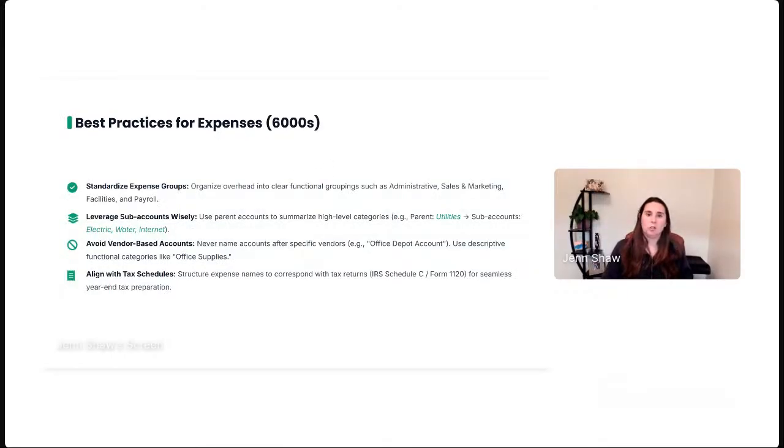And then you have your indirect area. This is going to be generalized for your business, the 6000s. And again, you want somewhat of a hierarchy, but not too much. We do have subcategories that you can create. So I like to see a lot of administration and then advertising, so sales and marketing. And then maybe you have a category like facilities, and that will incorporate your subcategories like water and rent and repairs and maintenance.